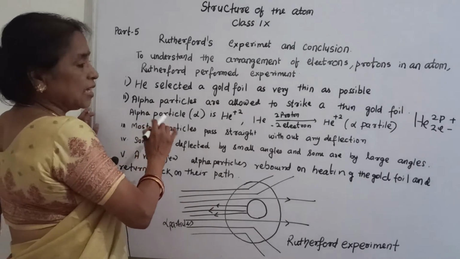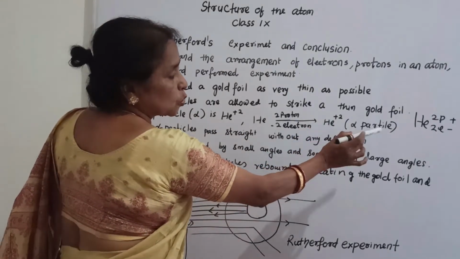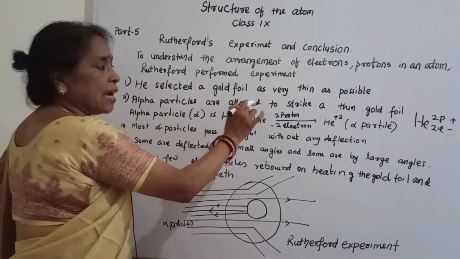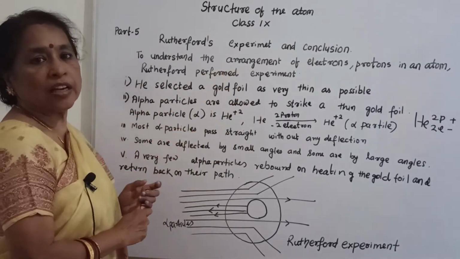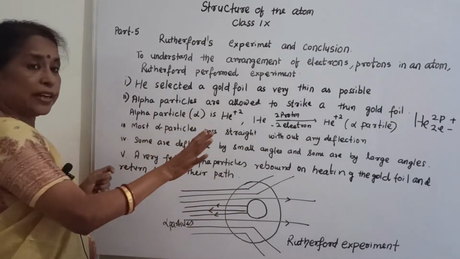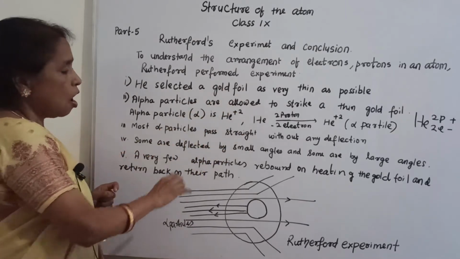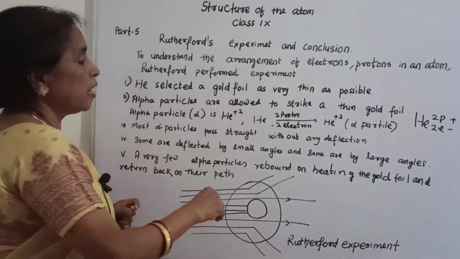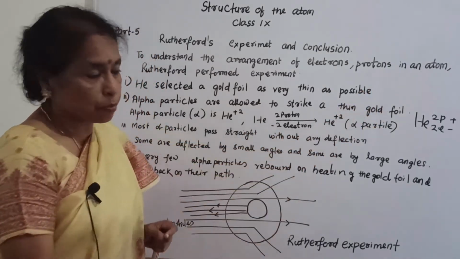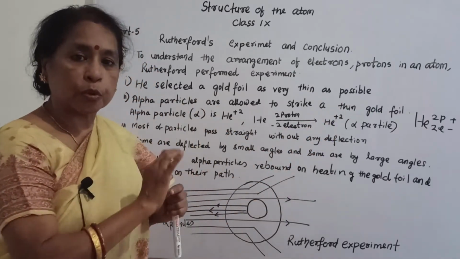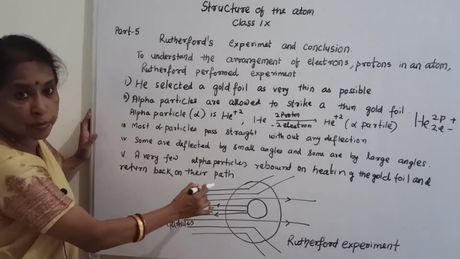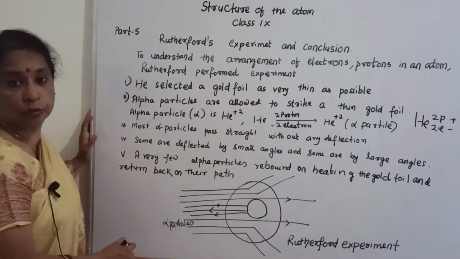Now see, what is an alpha particle? He2+ is called an alpha particle. So alpha particles are allowed to strike the gold foil. They are bombarded onto the gold foil. An alpha particle is He2+, or you can write it with the alpha sign. It is helium when 2 electrons are removed and only the protons remain. So He2+. Now see, this is the diagram for Rutherford's experiment.